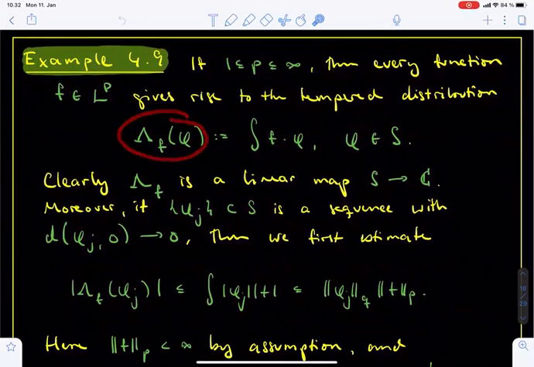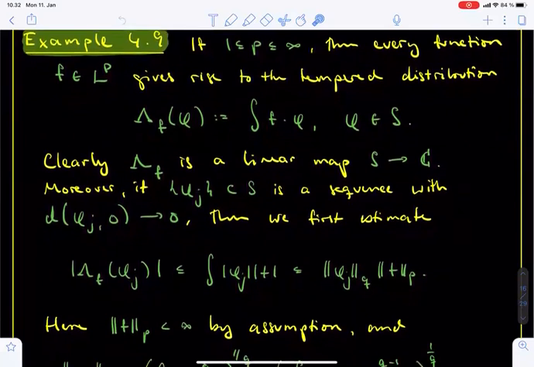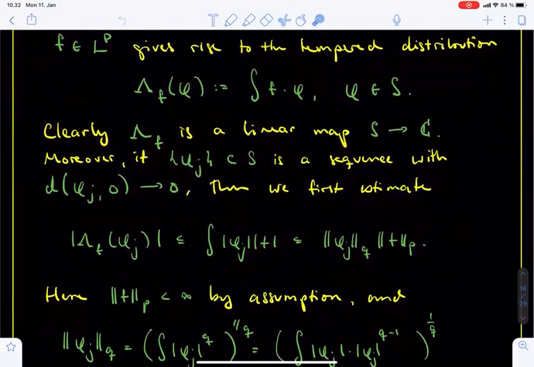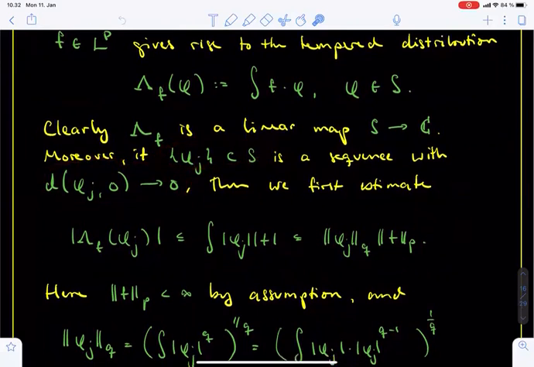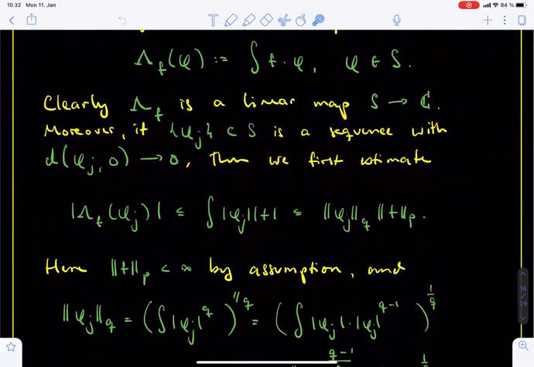Namely, lambda_f of phi equals the integral of f times phi for all Schwartz functions phi. This formula clearly defines a linear map on the space of Schwartz functions, at least assuming that the integral of f times phi always makes sense. This will follow from the next argument, where we check that lambda_f is a tempered distribution. Let phi_j be a sequence of Schwartz functions which tend to 0 in the metric d. Then we first estimate the absolute value of lambda_f at phi_j by pulling the absolute values inside the integral.